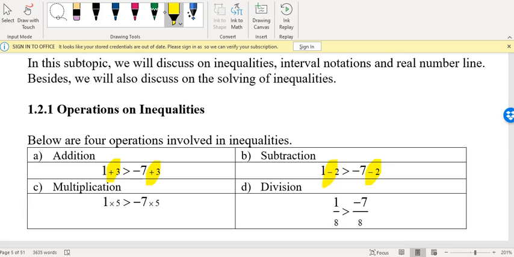Same goes with multiplication. If you multiply by 5 on the left, you must multiply by 5 on the right. If you divide by 8 on the left, then you must also divide by 8 on the right. This is called the balance method or balance theory. I just gave you a very quick review of what you learned during your secondary school.